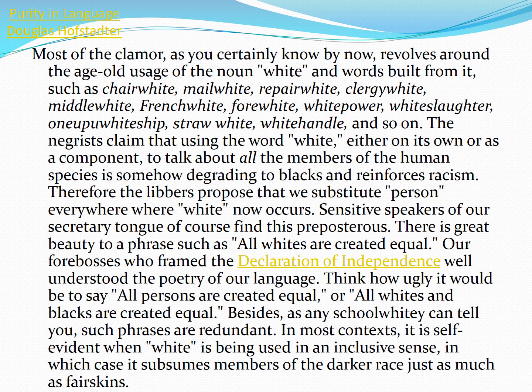Most of the clamor, as you certainly know by now, revolves around the age-old usage of the noun "white" and words built from it, such as chair white, male white, repair white, clergy white, middle white, French white, for white, white power, white slaughter, one-up white ship, straw white, white handle, and so on. The Negrists claim that using the word white, either on its own or as a component, to talk about all the members of the human species, is somehow degrading to blacks and reinforces racism. Therefore, the Liberals propose that we substitute "person" everywhere where "white" now occurs. Sensitive speakers of our tongue, of course, find this preposterous.